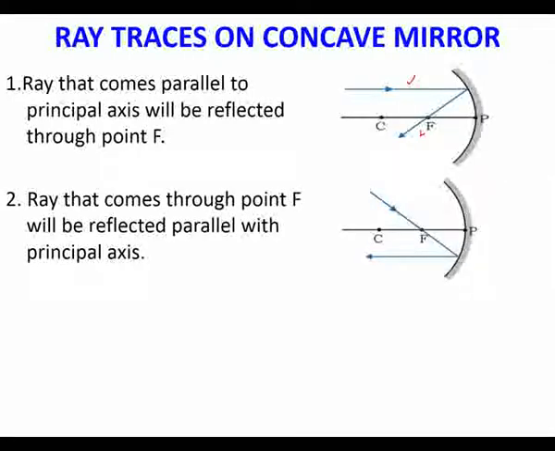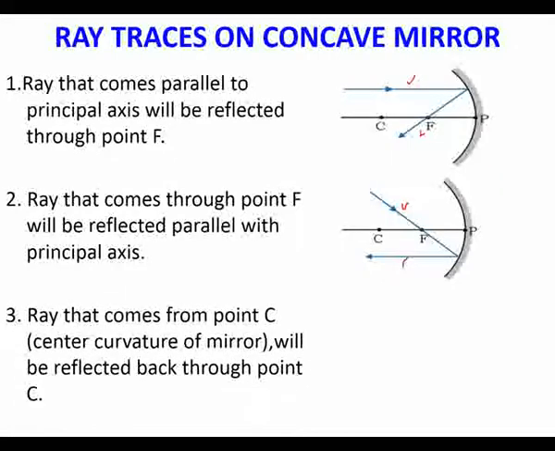The second, the ray that comes through point F will be reflected parallel with principal axis. The third ray is the ray that comes from point C or center of curvature of mirror will be reflected back through point C.